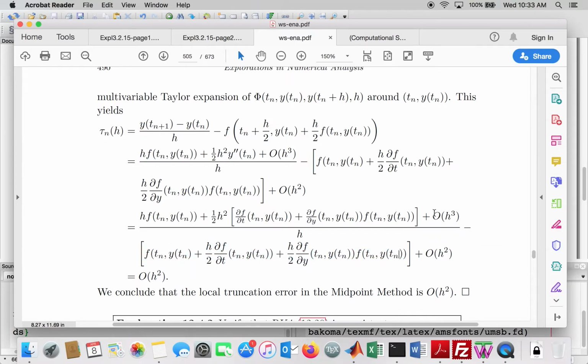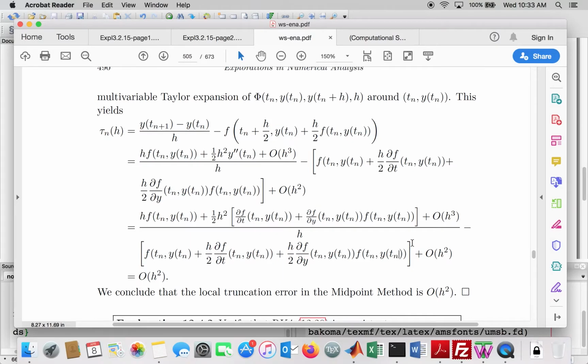And what's left? I have order h cubed over h, so that's order h squared. And I have order h squared down here. So ultimately what we have is order h squared. If we were to write out these terms here, we would find that we would not get enough cancellation. We might get some, but there will be something left over. So not only is the midpoint method consistent as seen earlier, but the local truncation error is order h squared. In other words, the midpoint method is second order accurate.